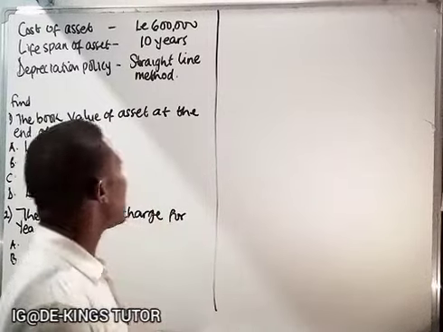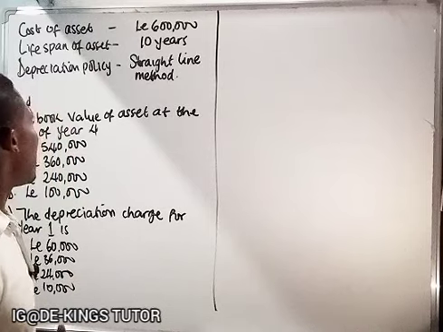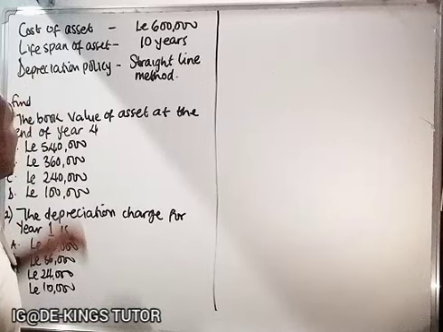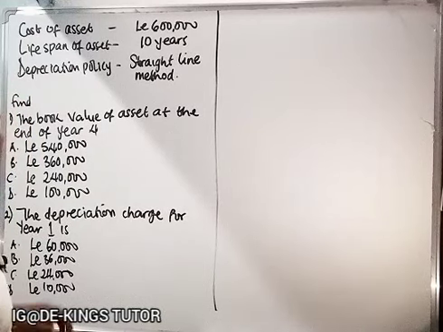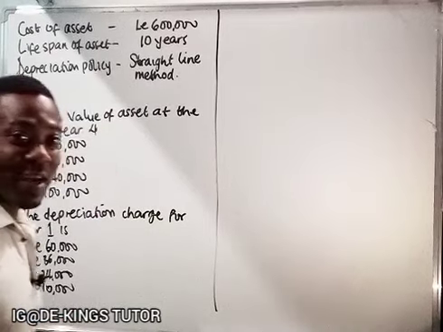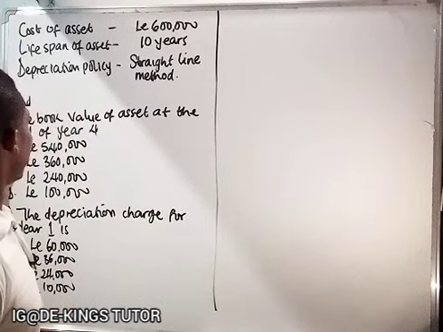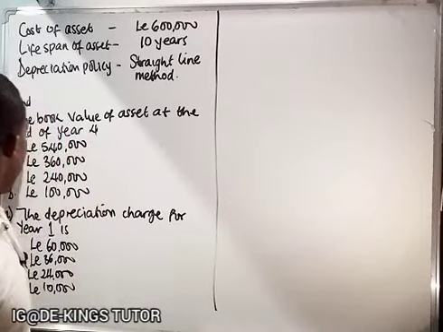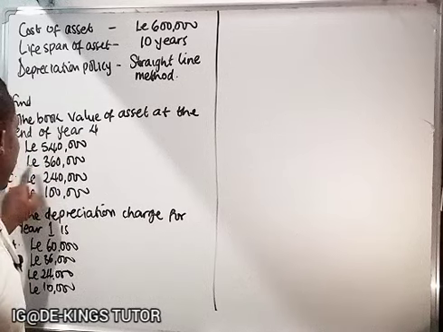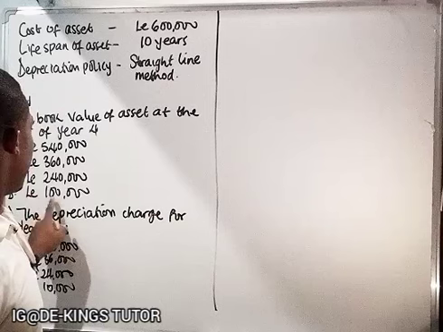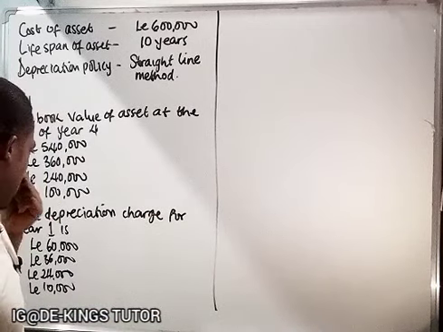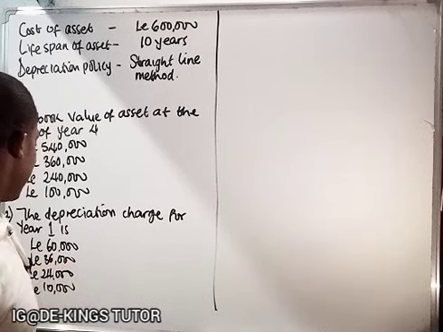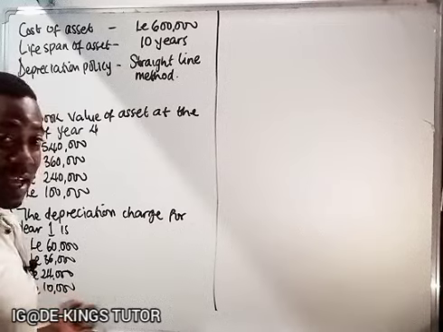Okay, now today I want to see this question that relates to depreciation. The question said the cost of an asset is 600,000 lei and the lifespan of the asset is 10 years. Depreciation policy is the straight line method. Find one, the book value of asset at the end of year 4. A is 540,000, B 360,000, C 240,000, and D 100,000. And two, the depreciation charge for year 1 is A 60,000, B 36,000, C 24,000, and D 10,000.